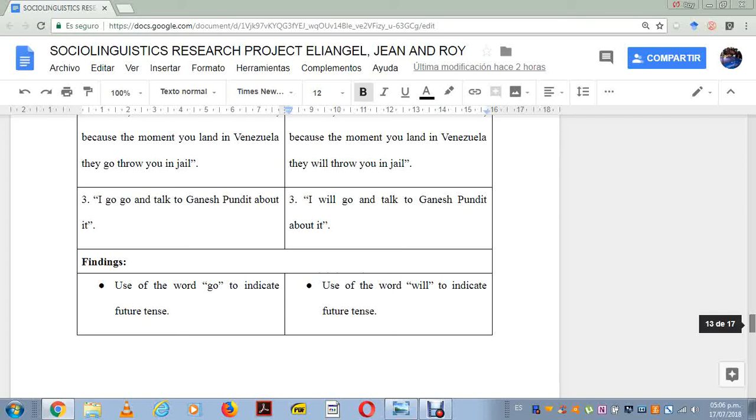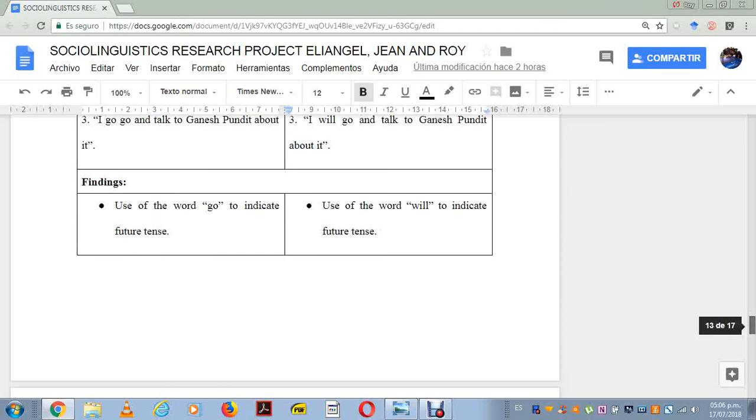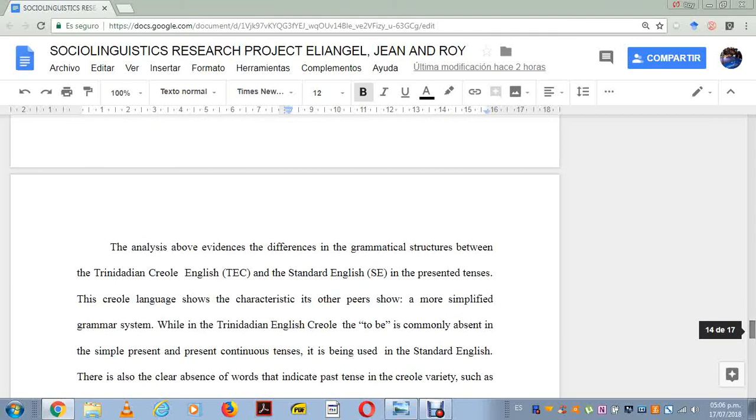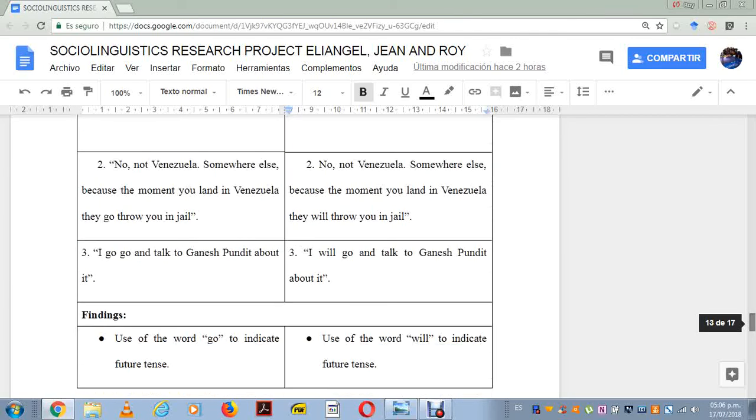That's why we see in the third example, go twice. "I go and talk to Ganesh Pandit about it." I mean, the first go is to indicate future tense, and the second one is the verb itself. So this is how they indicate future tense, and how they replace the word will. So we can see the differences between these two linguistic variations, the Trinidadian English Creole and the Standard English, right?